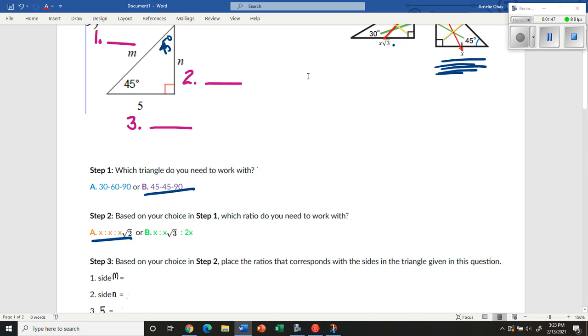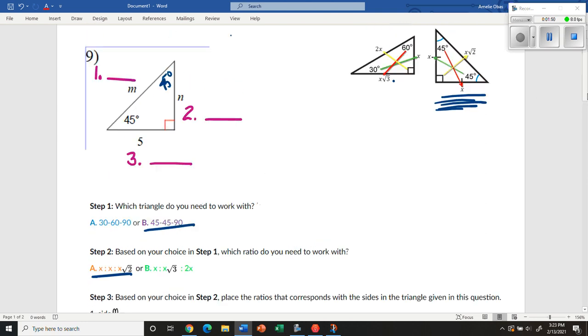So if we go to the triangle that we're referencing from, we can see that M is opposite the 90-degree angle. If you look in that picture over here, we see that x square root of 2 is opposite the 90-degree angle. So that means we're going to have that ratio on this side. And then the two other sides are opposite the 45-degree angle, and they are labeled x. So number 2 is x and number 3 is x.